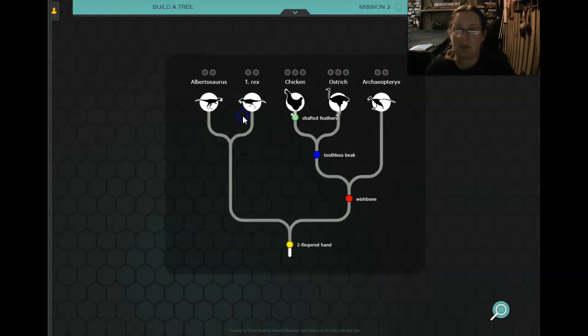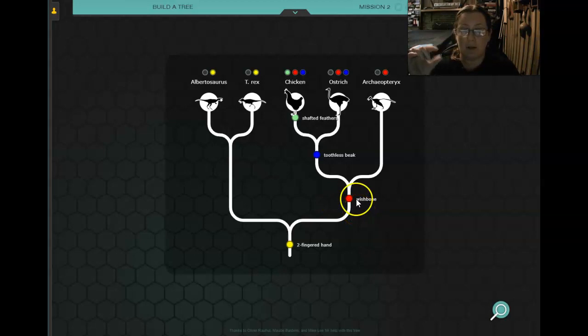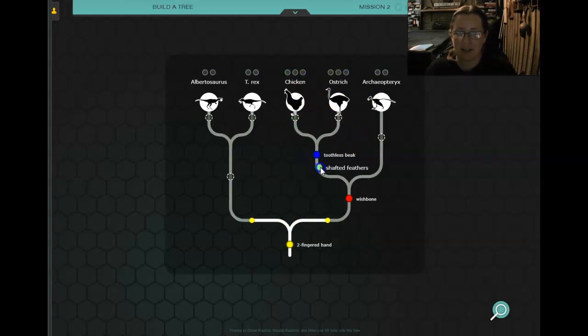Okay, so you get the idea for how the game is played, so to speak, and you're manipulating the relationships between the different organisms in order to match up the traits with the characteristics that relate them together. So one of the nice things about this visualization is actually these dots. Remember, each of those dots is right before a node and representing a homologous trait for that group. So, toothless beak, for example, chickens and ostriches, and that one is in the correct place. Shafted feathers, however, is not.